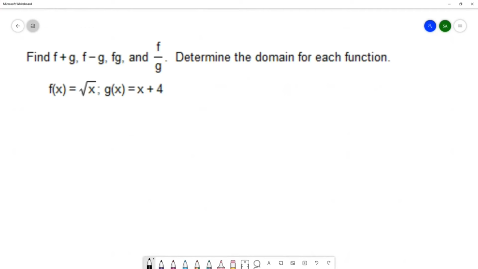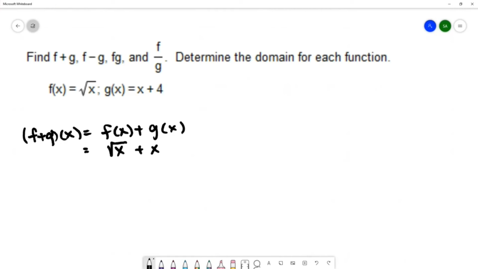So to find f plus g of x, we're going to take f of x and add g of x. f of x is square root x, g of x is x plus 4, and there are no like terms here, so this is how we would write our answer, square root of x plus x plus 4.